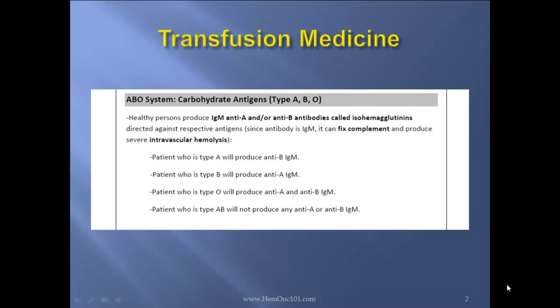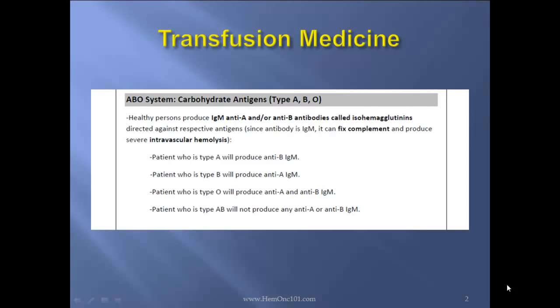The ABO system. Healthy persons produce IgM anti-A and/or anti-B antibodies called isohemagglutinins, directed against the respective antigens. Since the antibody is IgM, it can fix complement and produce severe intravascular hemolysis. So a patient who has type A blood will produce anti-B IgM. A patient who has type B blood will produce anti-A IgM.